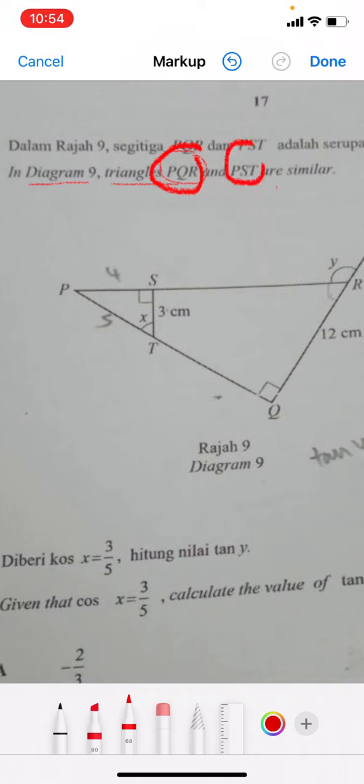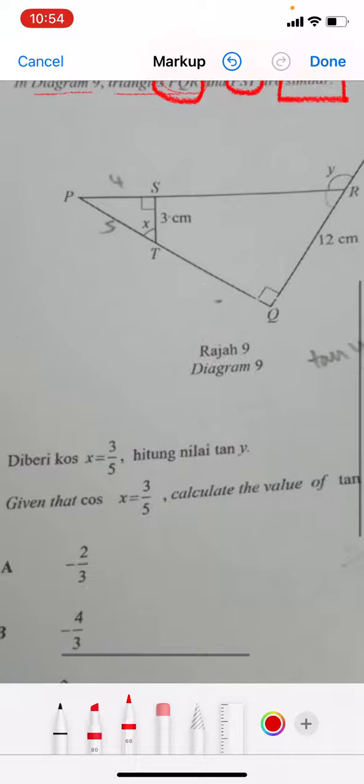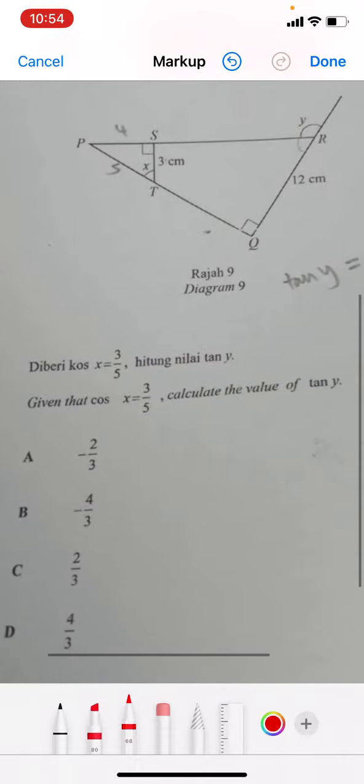So we have similar triangles, right? Similarity. Okay, meaning that it's just like enlargement when we talk about similarity. Okay, so we will find the ratio for the triangle.